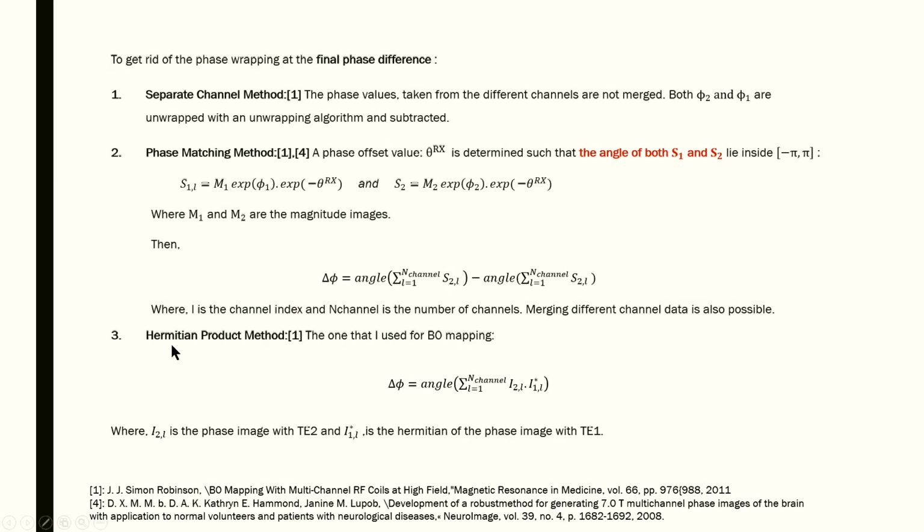And the last one is the Hermitian product method. This one I'll be using for the project. For B0 mapping, the second phase image is multiplied with the conjugate of the Hermitian of the first phase image, and this can be summed over the channels to get the merged channel data. This is a simple one, but it is very effective in unwrapping the phase.